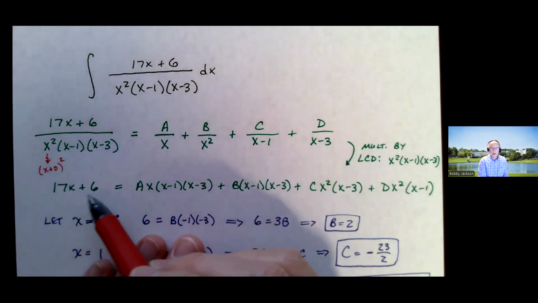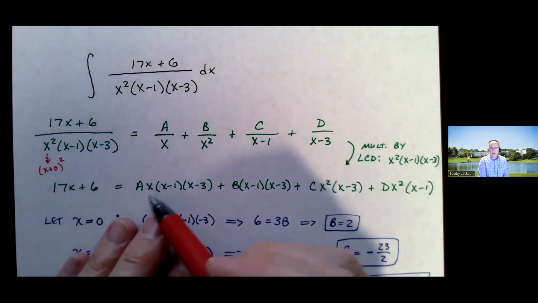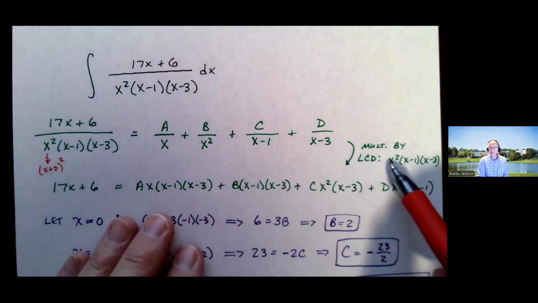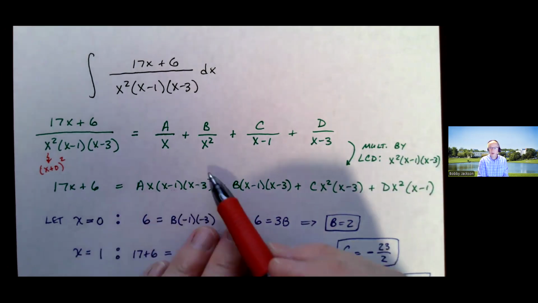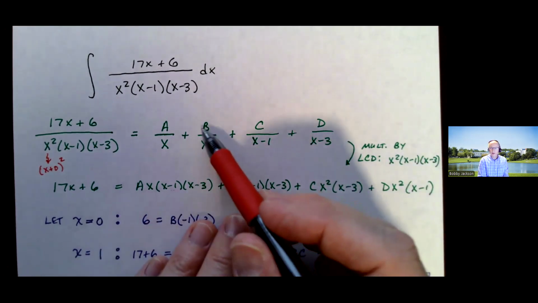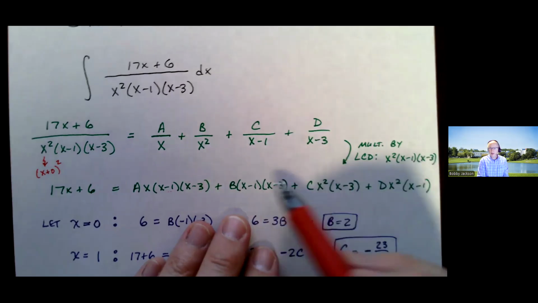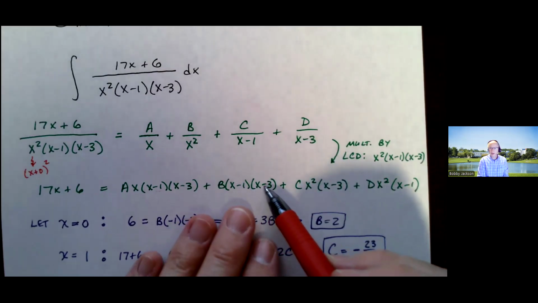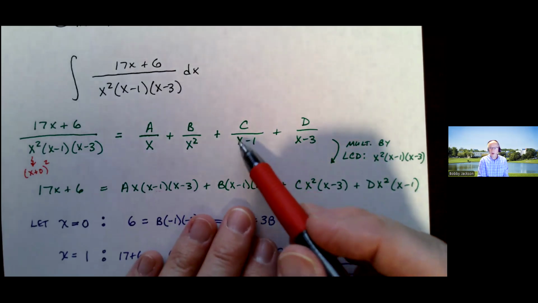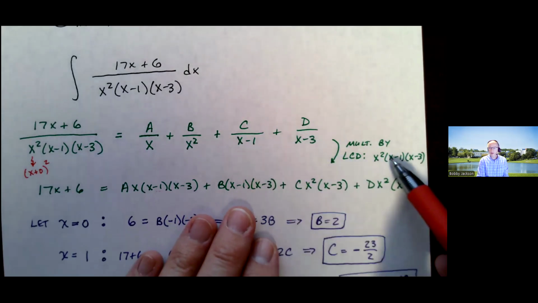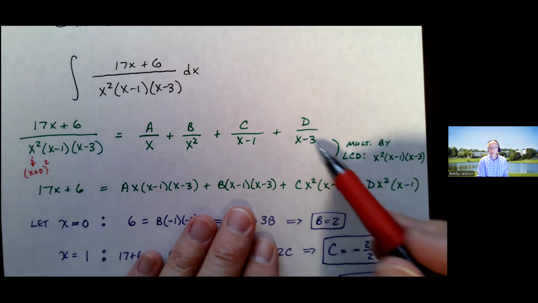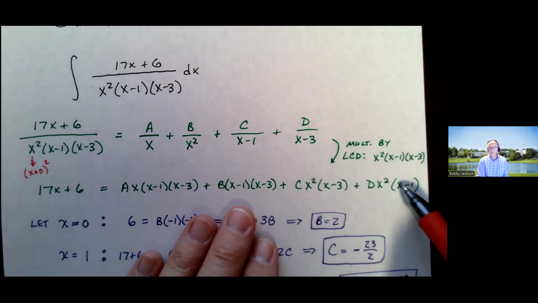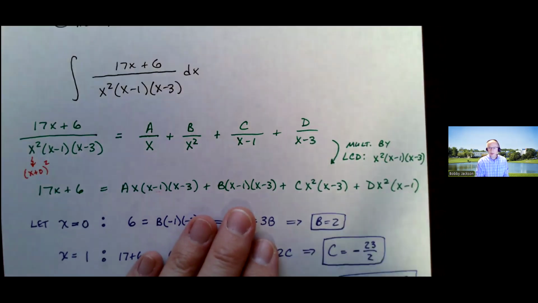And when I do that, I get 17x plus 6. Here, one of the x's cancels with this x squared, and I'm left with A times these factors. When I multiply it times this fraction, the x squares cancel, right? And I'm left with x minus 1 times x minus 3. And so on. Here, I'll cancel the x minus 1s, leaving the x squared times x minus 3. And then the last one, the x minus 3, will cancel. Okay, so that's a lot to write.